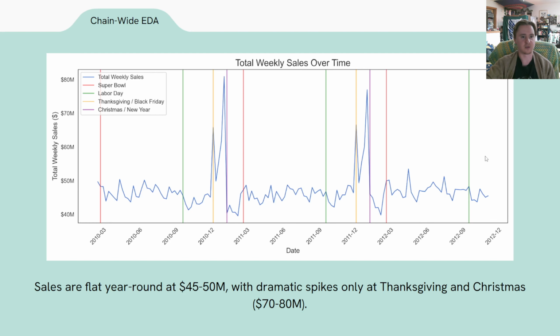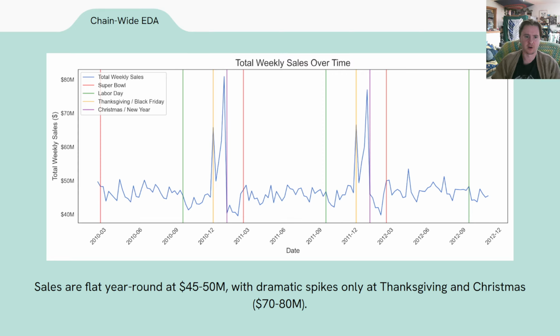So moving into the actual analysis, we start with a chain-wide exploratory data analysis, and the very first thing I looked at was overall sales across the 2.5-year window. This is a line graph showing total weekly sales across all 45 stores from February 2010 to October 2012, which is the entirety of the data set. The colored vertical lines, I know it's a lot of color, mark each holiday week. Red is for Super Bowl, green for Labor Day, yellow for Thanksgiving, and purple for Christmas.